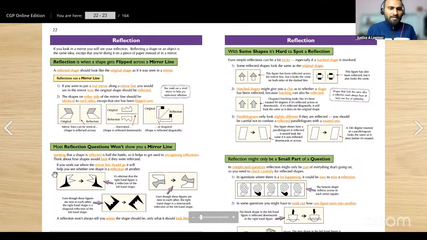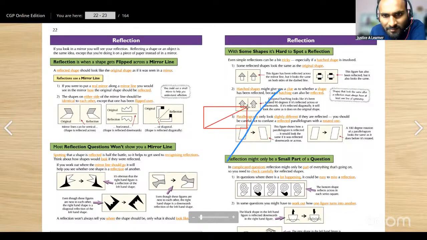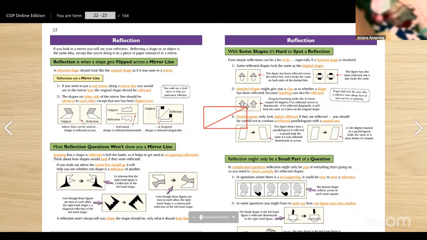Mm, wait, you still get confused in this. What if I say this is something we know, like this? This is a rectangle, right? So what would be the diagonal line in this? Yeah, this would be the diagonal line, right? Yes. But it's not supposed to go in the shape. It's supposed to go out of the shape.